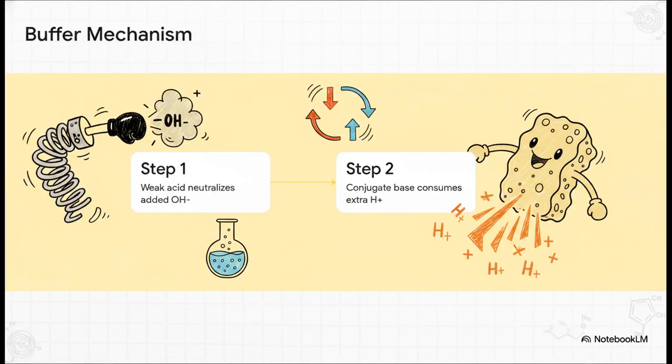Here is how that shock absorber actually works in an acidic buffer. It's a totally brilliant dual-action mechanism, basically a chemical 1-2 punch. Step 1, the weak acid stands by, ready to neutralize any added OH- that tries to spike the pH upwards. Step 2, the conjugate base acts like a sponge to consume any extra H+ ions that might try to crash the pH downwards. So it actively works from both sides to keep that liquid perfectly, stably balanced.